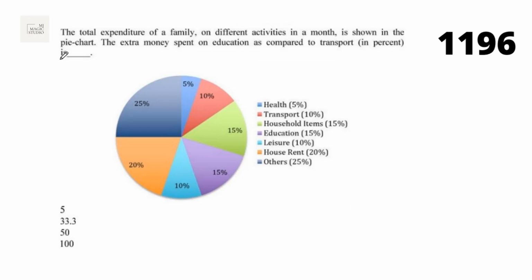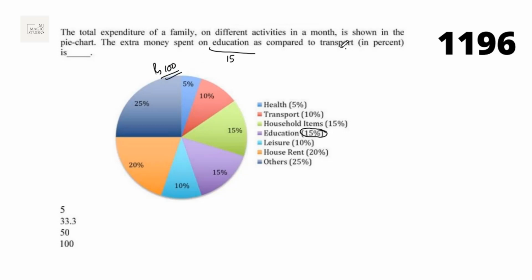A pie diagram, and we know how a pie diagram works, isn't it? The total expenditure of a family on different activities in a month is shown in the pie chart. The extra money spent on education is 15%. So let it be 15 rupees if the total expenditure is 100.